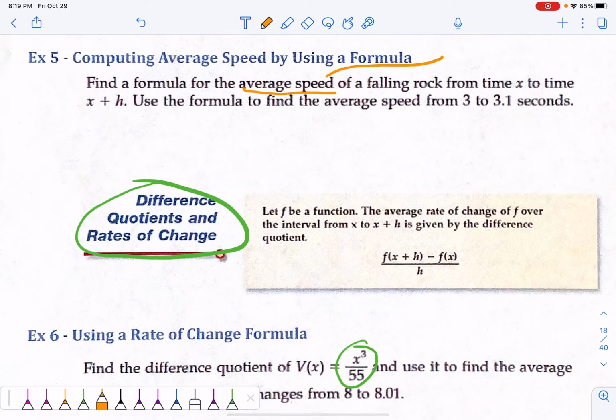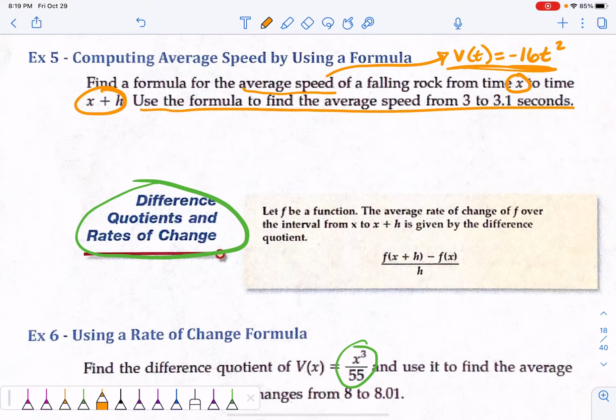I'm going to talk about average speed for a second. Average speed is velocity, v of t, and we had an equation up above, in one of the first examples, that said the velocity of a falling object is negative 16t squared. So this is the equation that we're going to use, even though it doesn't say that, we're going to pull that from one of the first examples. Find the formula for the average speed of a falling rock from a time of x to a time of x plus h. Then we're going to do this part.